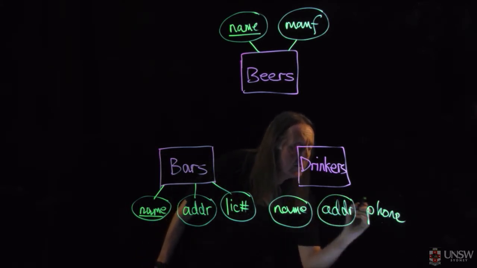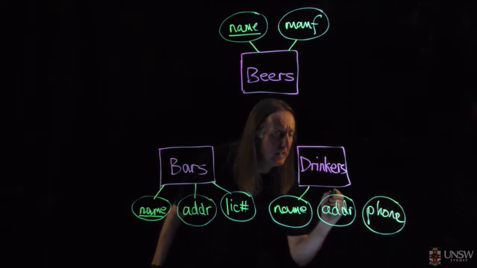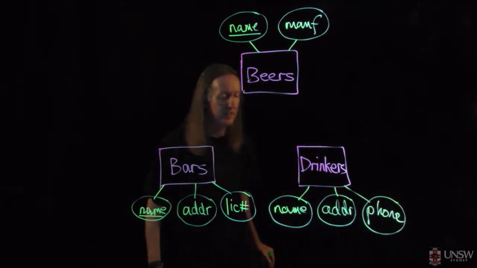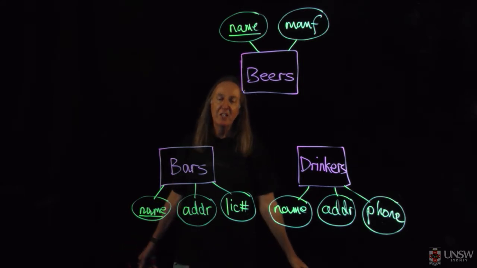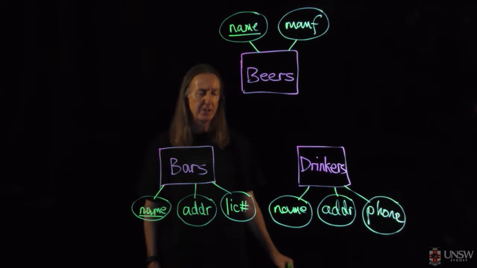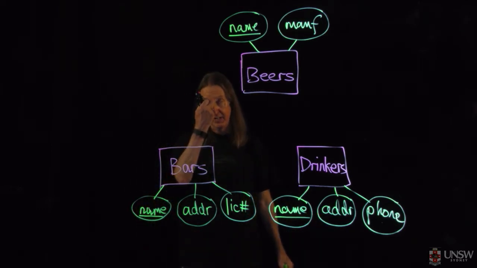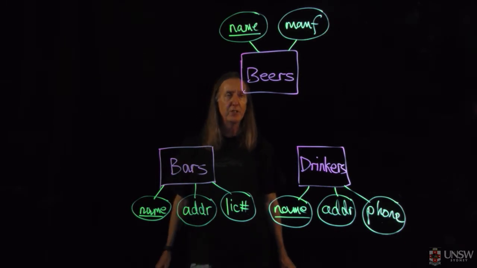And looking at the requirements, that's pretty much all that we need to model for drinkers. Name, address and phone number. And once again, we're going to make the slightly unrealistic assumption that there are no two drinkers with the same name, so we can make name as a primary key for the drinkers table.